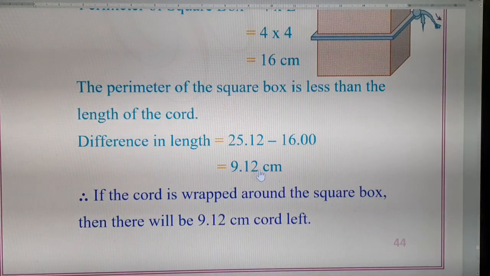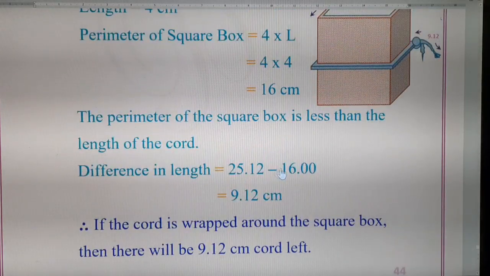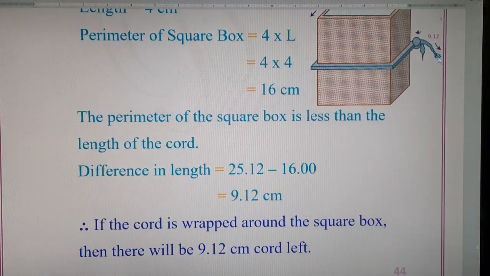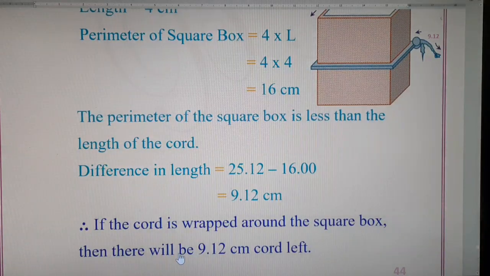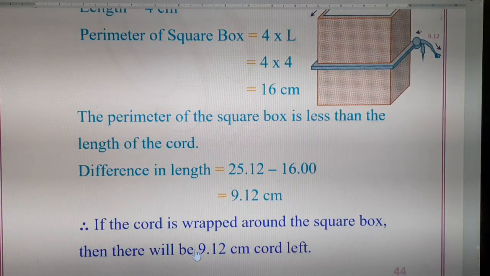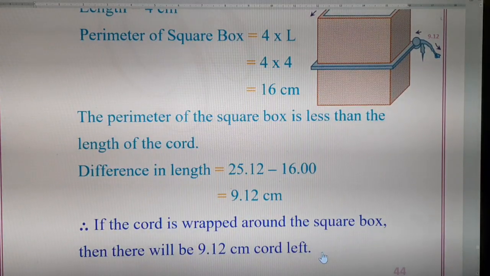So this is the length of the cord which is left extra. So if we look in the diagram, that much cord extra, its length will be 9.12 centimeter. If the cord is wrapped around the square box, then there will be 9.12 centimeter cord left extra. So this is the answer statement which we have to write. If the same cord is wrapped around the square box, then there will be 9.12 centimeter cord left extra.